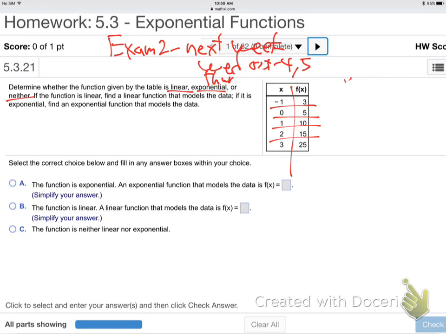How do you know? Basically, now you know if something's linear, right? If it's linear, then the y values add or subtract the same number.